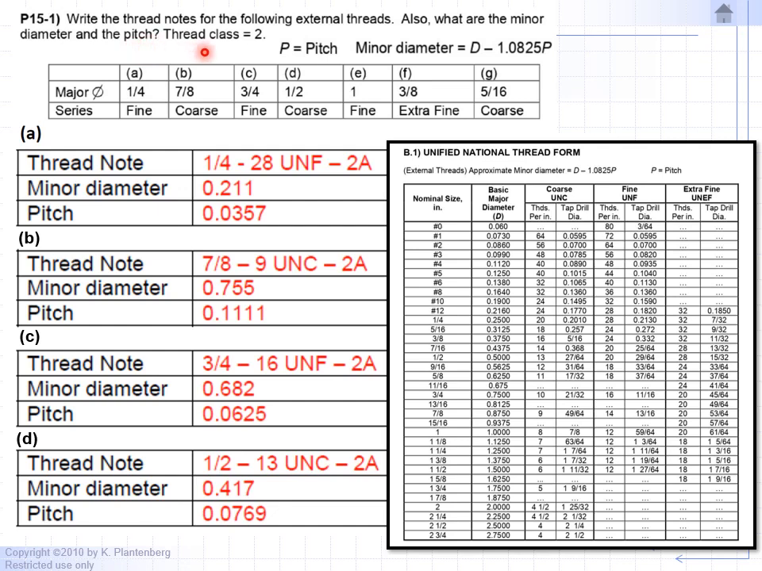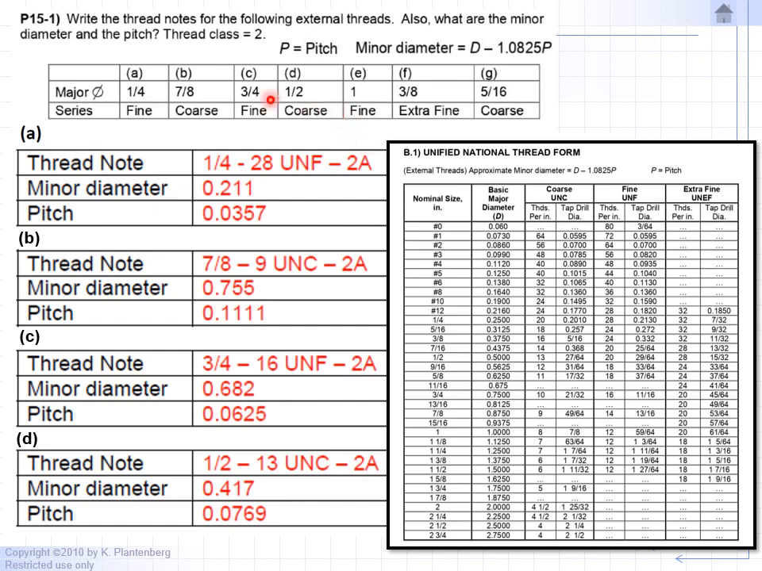And we're going to be using a thread class 2. So we have class 1, 2, and 3, 3 being the best, higher quality, tighter tolerance. But for this handout, we're going to go with class 2 with good enough tolerances. Not as tight, and it should be cheaper to purchase a class 2 thread versus a 3. All right, so that's where the 2 comes from. That's the class of thread, the quality, and the tight tolerance.